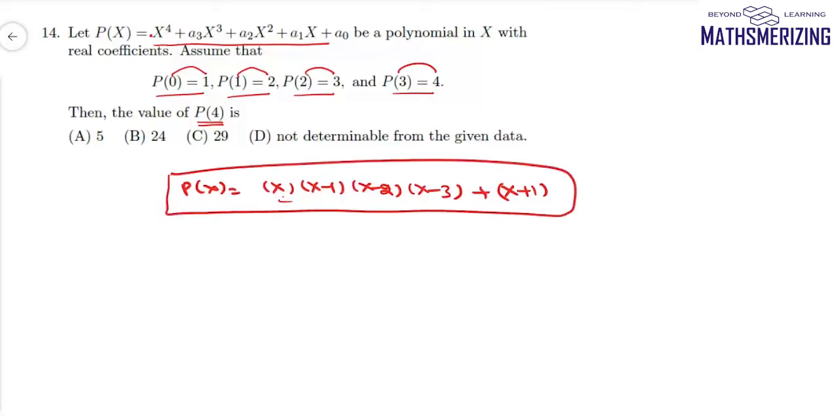Now here it is asking for the value of P(4). So the value of P(4) simply will be 4 times 3 times 2 times 1, and then plus 5. So it'll simply be 24 plus 5, which is 29. So the answer to this question is 29. That's your option number C.